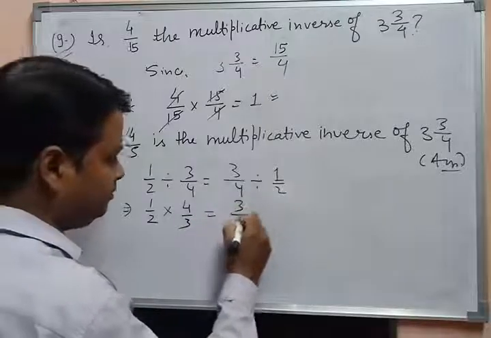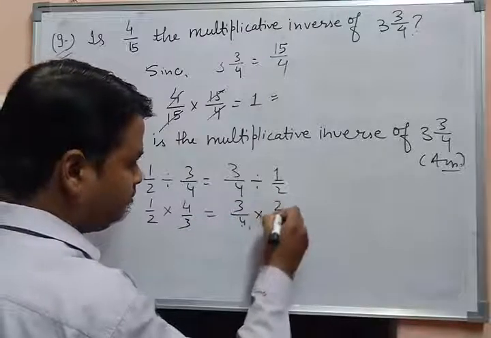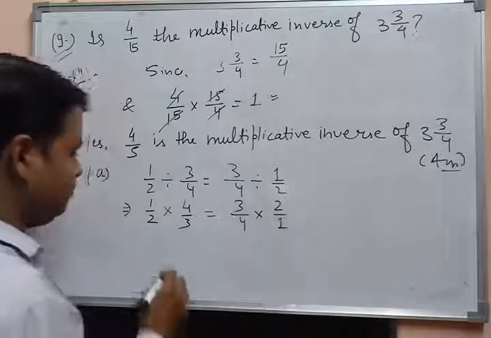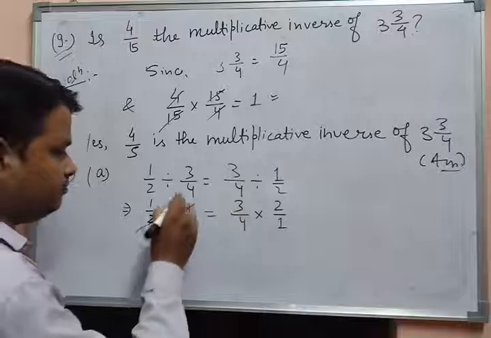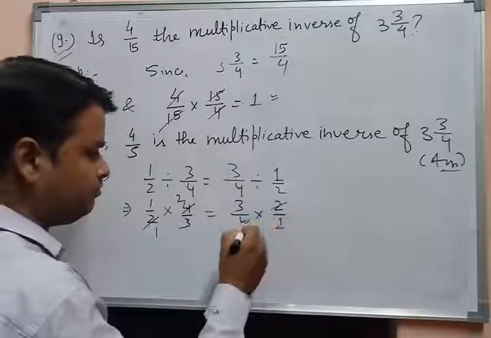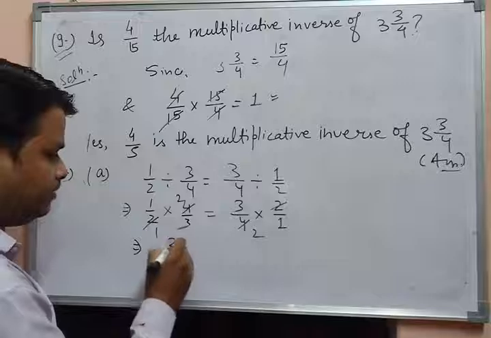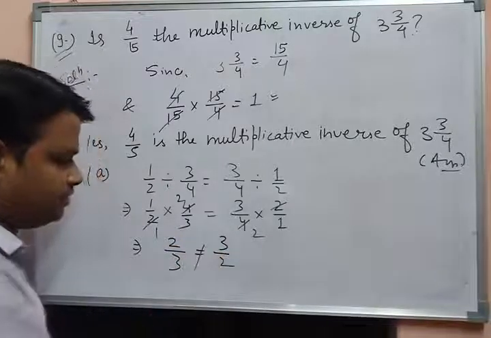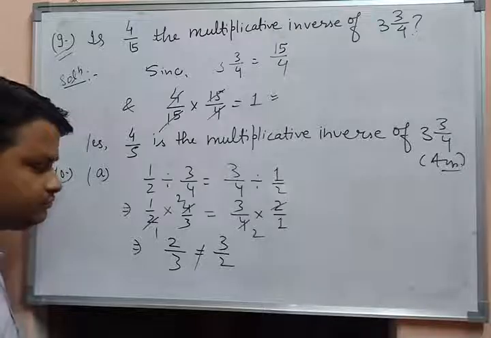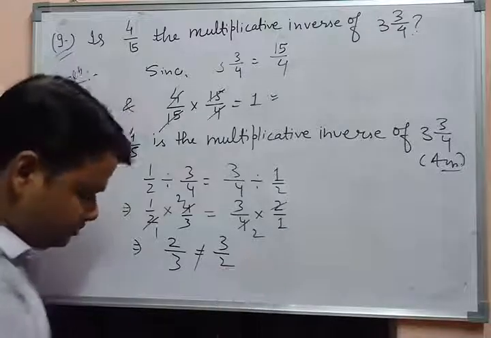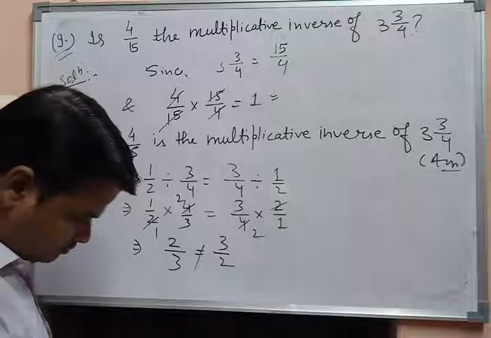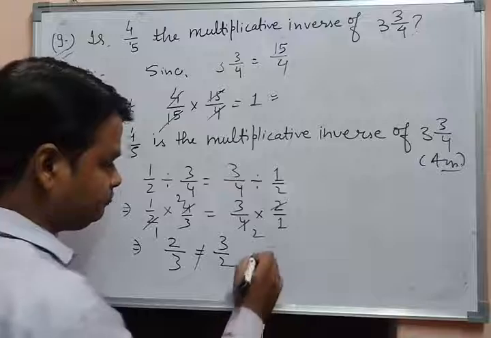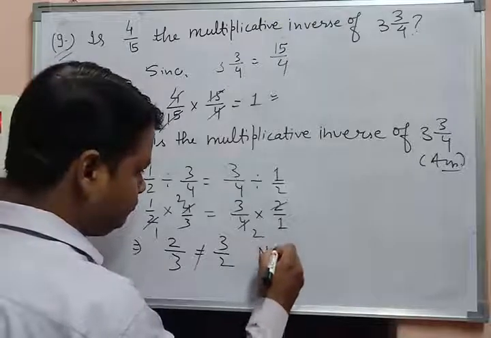In the same way, 2/1 is the reciprocal of 1/2. Now 2 1s are 2, 2 2s are 4, 2 1s are 2, 2 2s are 4. Here we will get 2/3 and here we will get 3/2. Both sides are not the same, so its answer is no, not true.